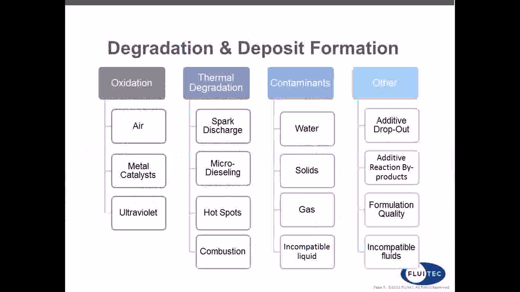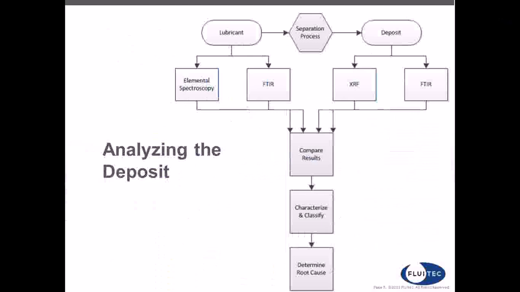So we actually get some deposits. We want to analyze them. What do we do? This is a very basic overview of how we analyze deposits. The first thing is we want to try to separate the deposits from the lubricant. In the ideal case, you have a sample of used oil and you have a baggie filled with deposits, or some deposit that's isolated already from the lubricant. If not, there's a lot of different things that can be done to separate the deposit from the lubricant.